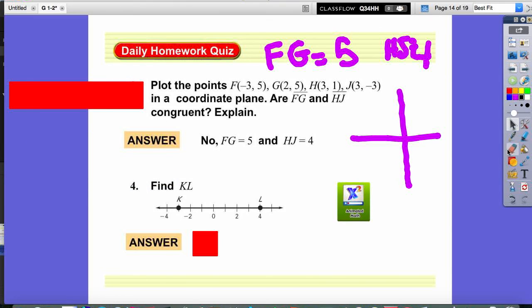For the next problem, find the length of KL. So we're going from -3 to 4. That is 7 units long.